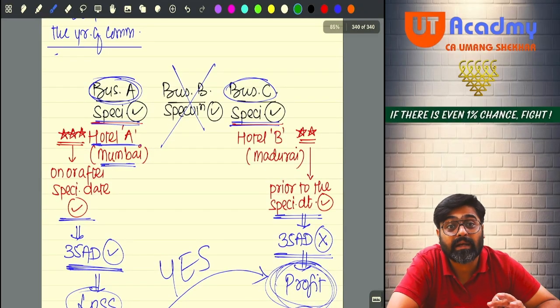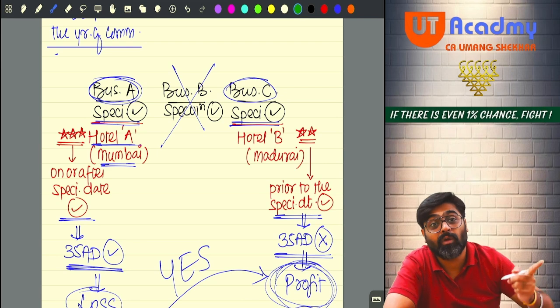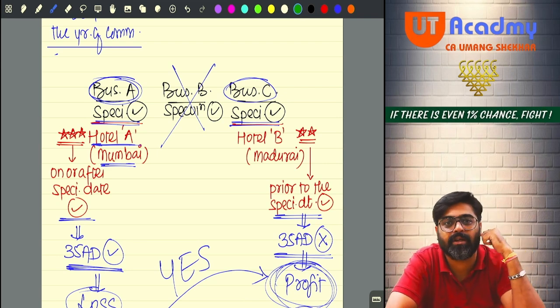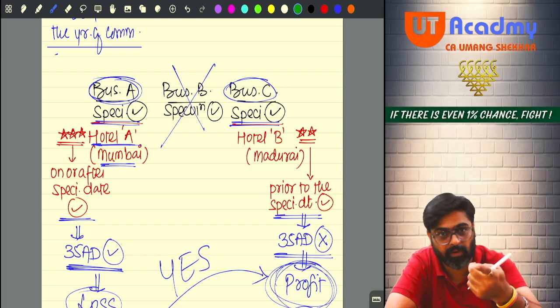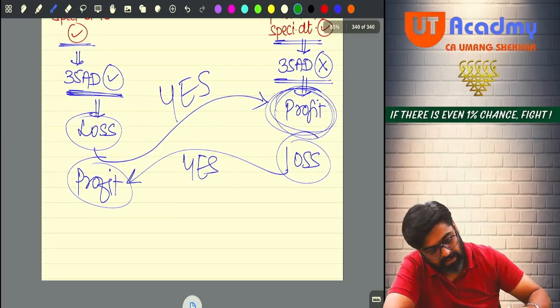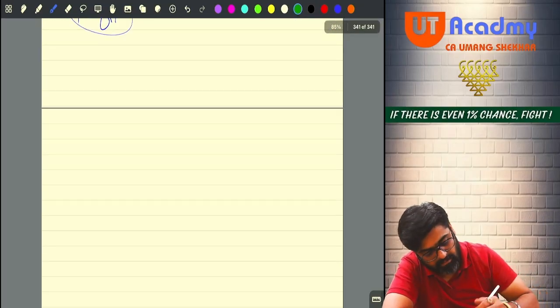Wait, there are other conditions also. You have to fulfill all those conditions if you want to claim this deduction. So what are the other conditions? That I am going to tell you now. The next condition is condition number 3.